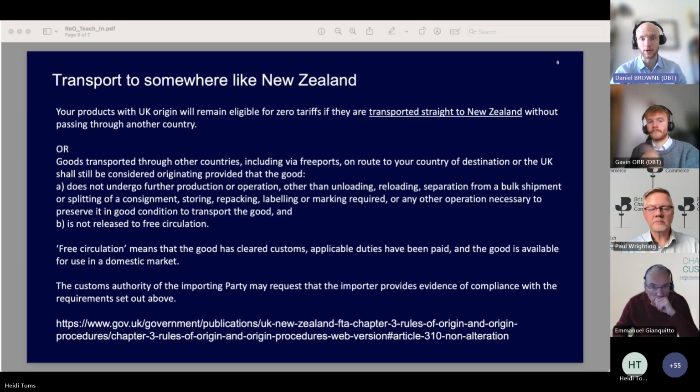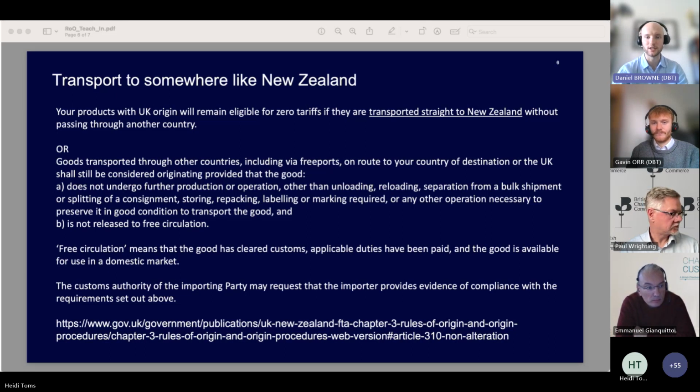However, this leads me to the second point. The good must not be released into free circulation when it's in transit, whether or not any of these activities listed in A happens. It cannot be released into free circulation. So what does that mean exactly? You'll find a nice little definition there, some guidance. Basically, it means that the good has cleared customs, applicable duties have been paid, and the good is available for use in a domestic market. The good needs to remain under customs control when it's in transit from the UK to New Zealand, when it's going through other countries or territories.